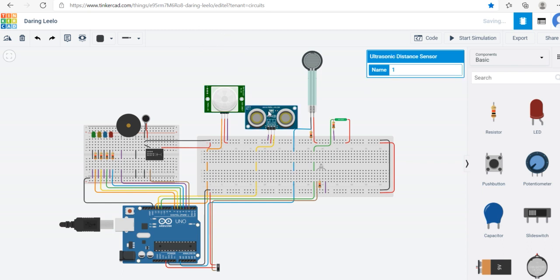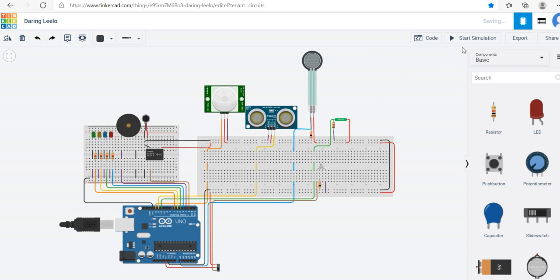This one is the ultrasonic distance sensor. It calculates the distance of obstacle from the sensor. This one is the force sensor and it detects the force applied on it up to a defined extent. This one is the tilt sensor and it detects the tilt or inclination.